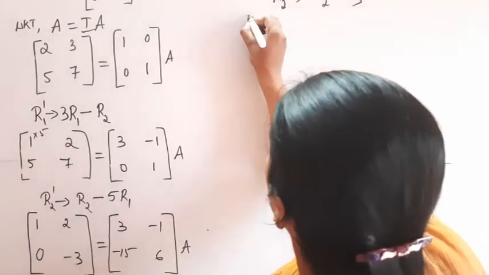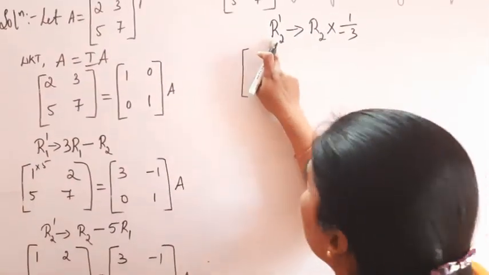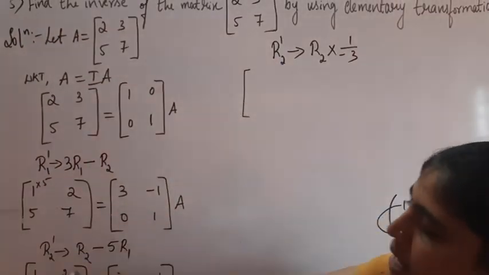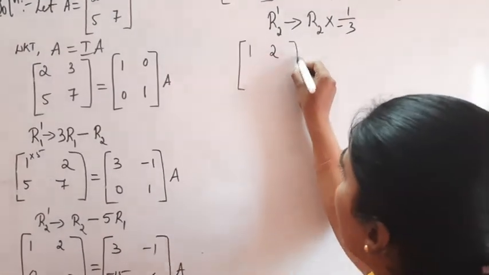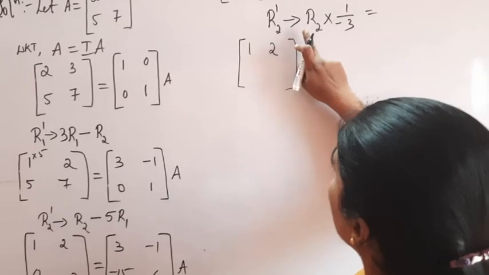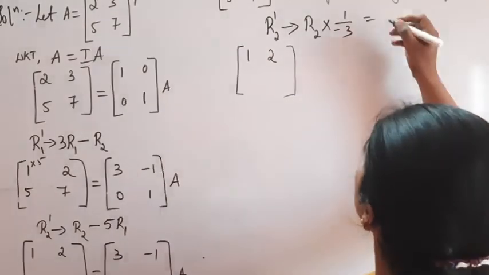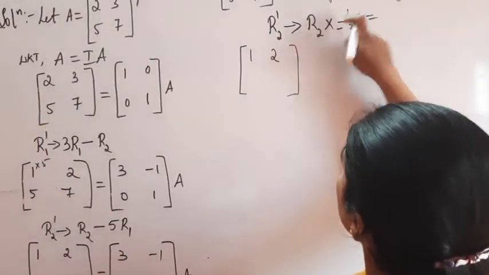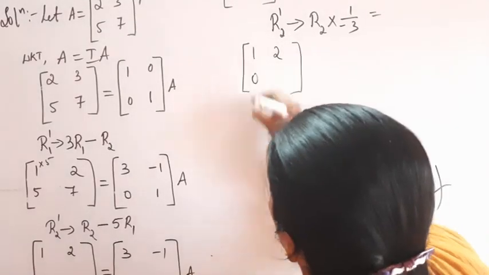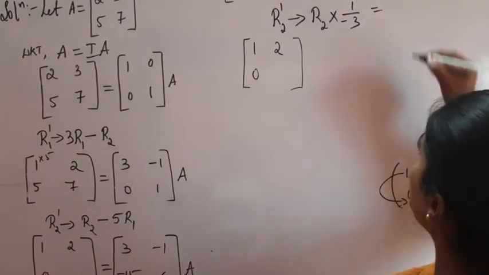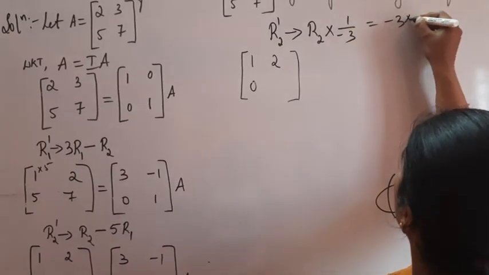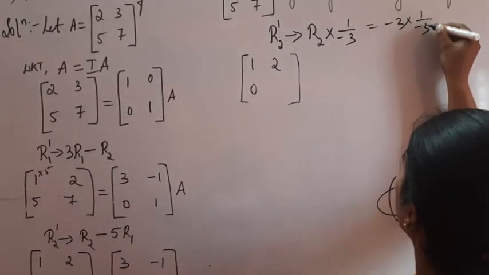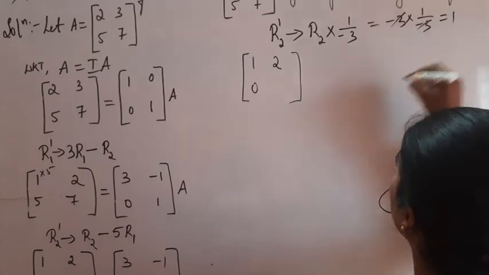So let us apply now. Matrix. We are applying only for the second row. Write the first row as it is, that is 1, 2. Okay. So now apply to the second row. See here R2. First element of R2 is 0. Okay. 0 into anything is 0. Next R2 is minus 3. At the R2 place, minus 3 into 1 by minus 3. So minus 3 gets cancelled, we get 1.